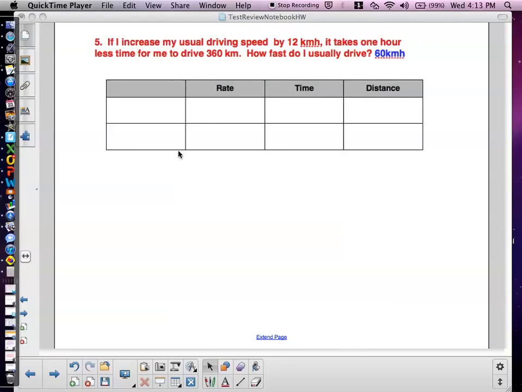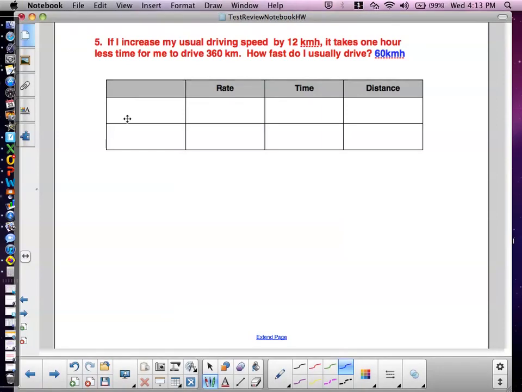Okay, this video will go through some of the challenge problems for the upcoming test. Here's number 5 on the download, and I'm comparing my usual driving speed to an increased driving speed. If I increase my usual speed by 12 kilometers an hour, and I let R represent my usual speed, then R plus 12 would represent my increased speed.